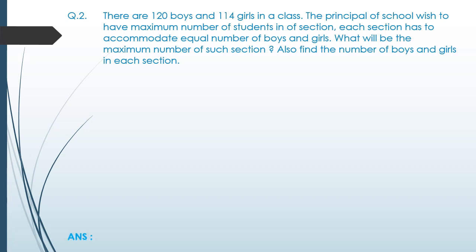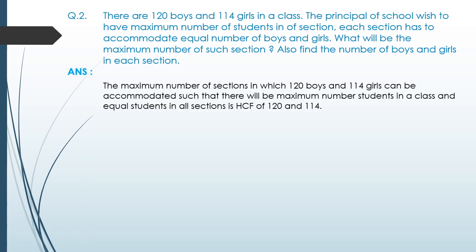So let us start with the answer. First of all, we need to write the sentence: the maximum number of sections in which 120 boys and 114 girls can be accommodated, such that there will be the maximum number of students in a class and an equal number of girls and boys in all sections, is the HCF of 120 and 114. Next is to find the HCF of 120 and 114.